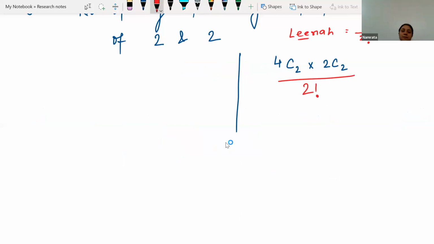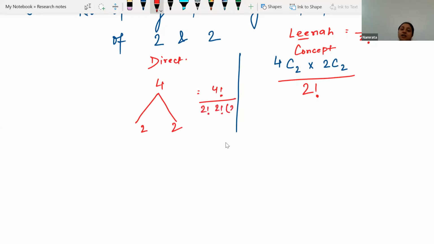This is the conceptual approach. Just like in permutation, if same objects are there, we need to divide by 2 factorial. And the direct method says that 4 people are there and we are dividing them in the form of 2 and 2, so we will be writing the formula 4 factorial by 2 factorial into 2 factorial and again 2 factorial.